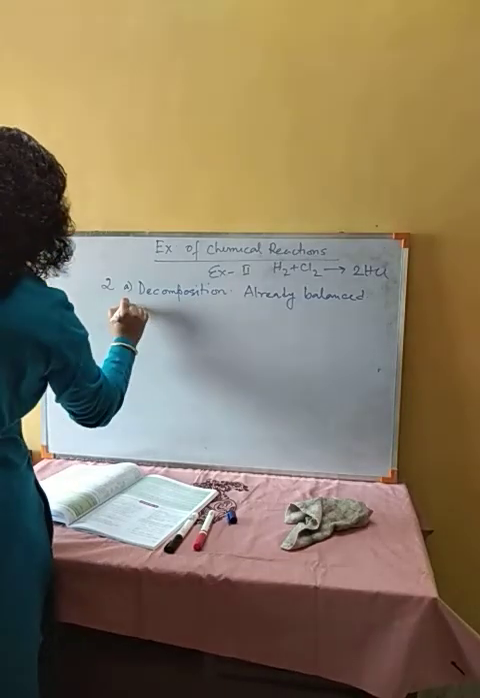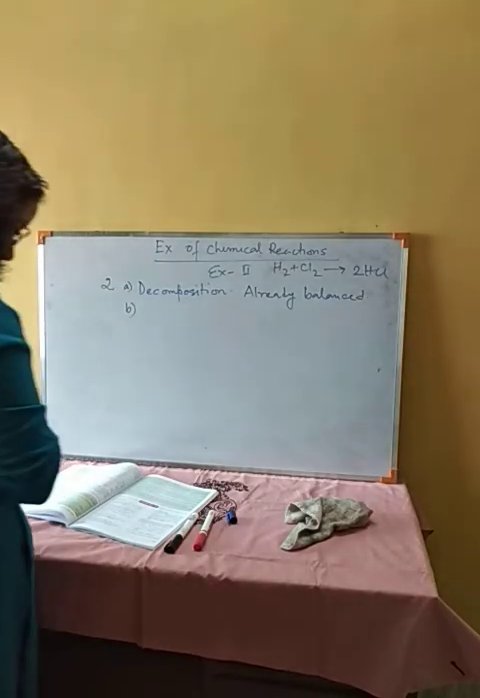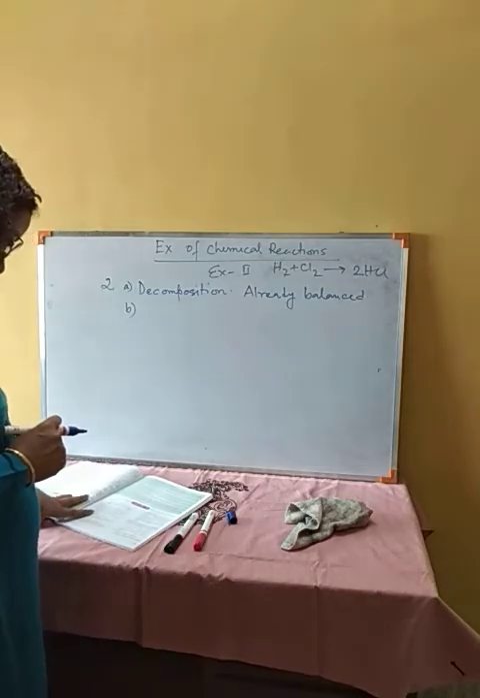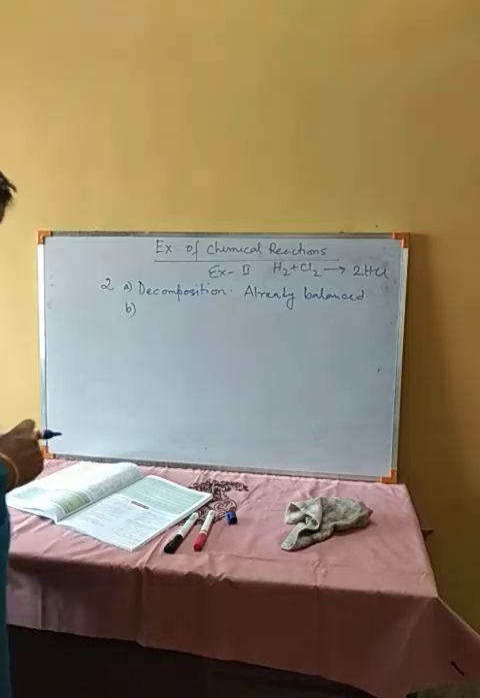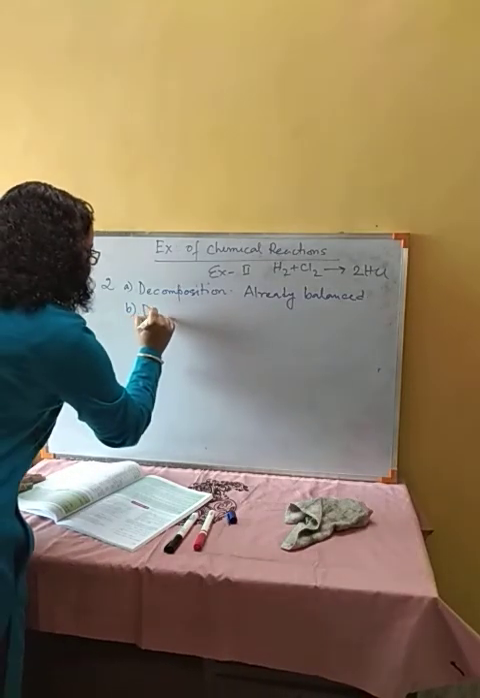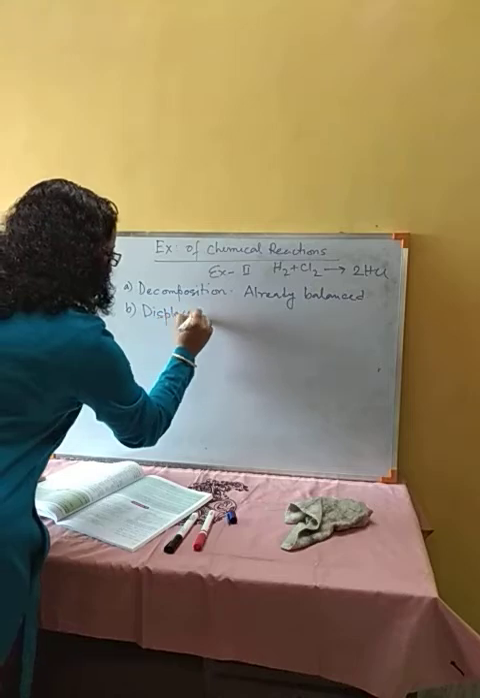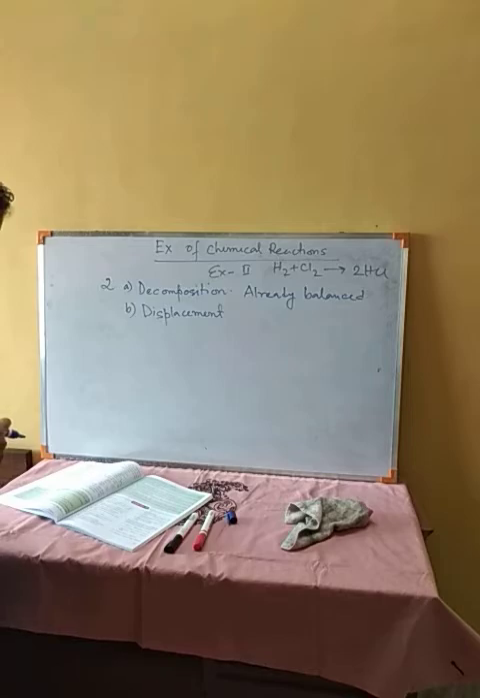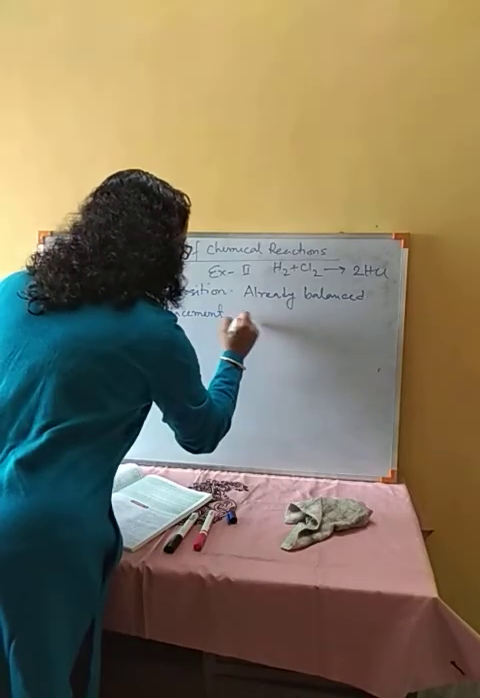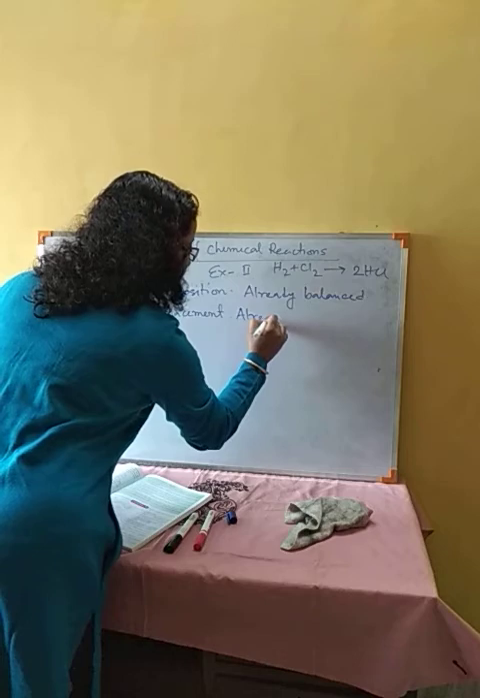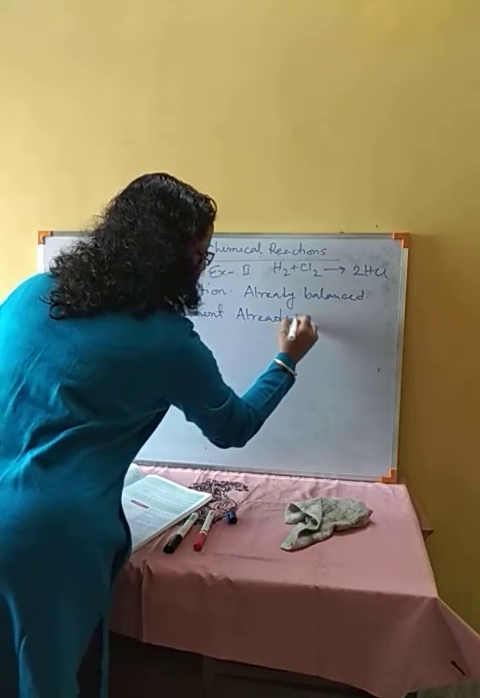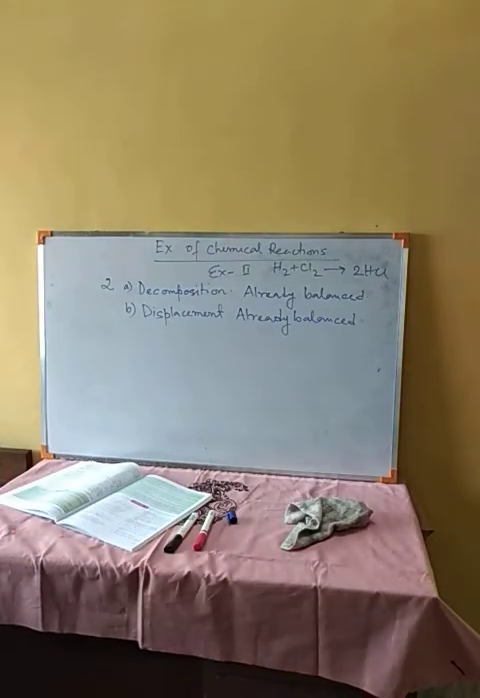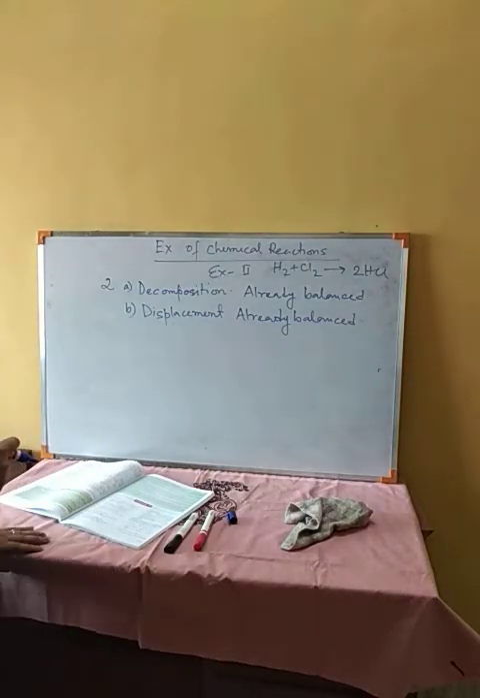Next, question number B, that is zinc plus H2SO4 gives ZnSO4 plus H2. This reaction is a displacement reaction, and here also the reaction is already balanced. So we are going to write already balanced.